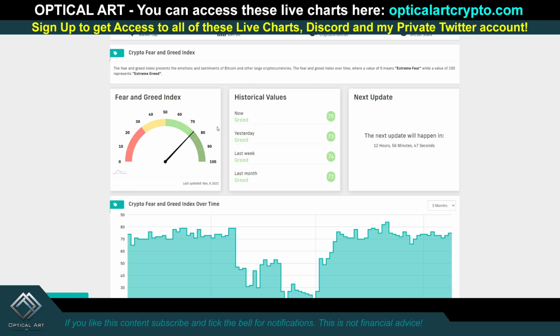The fear and greed index, guys, is at 75. Just understand there's a lot of people longing. Exchanges are going to liquidate those longs, which means it seems likely we're coming down.